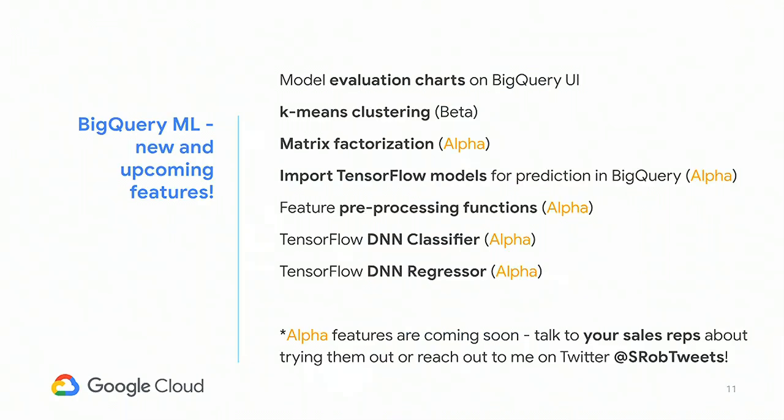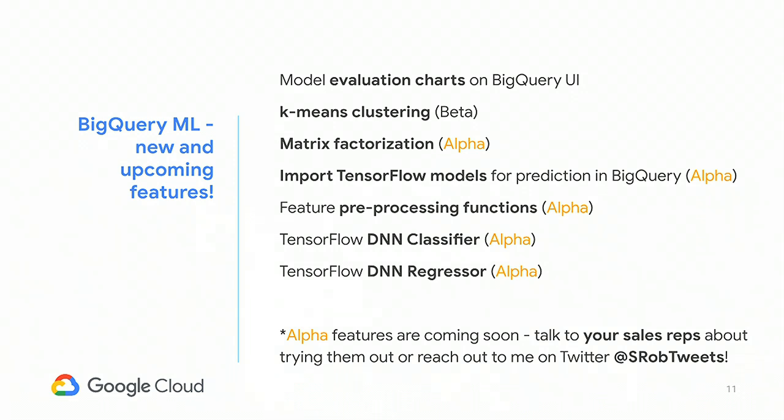So there's some really awesome new and upcoming features in BQML that I want to highlight. Model evaluation charts are now available in the UI. So once your model trains, you get a little bit more insight into how that training process went and what evaluation looked like. K-means clustering models are in beta.